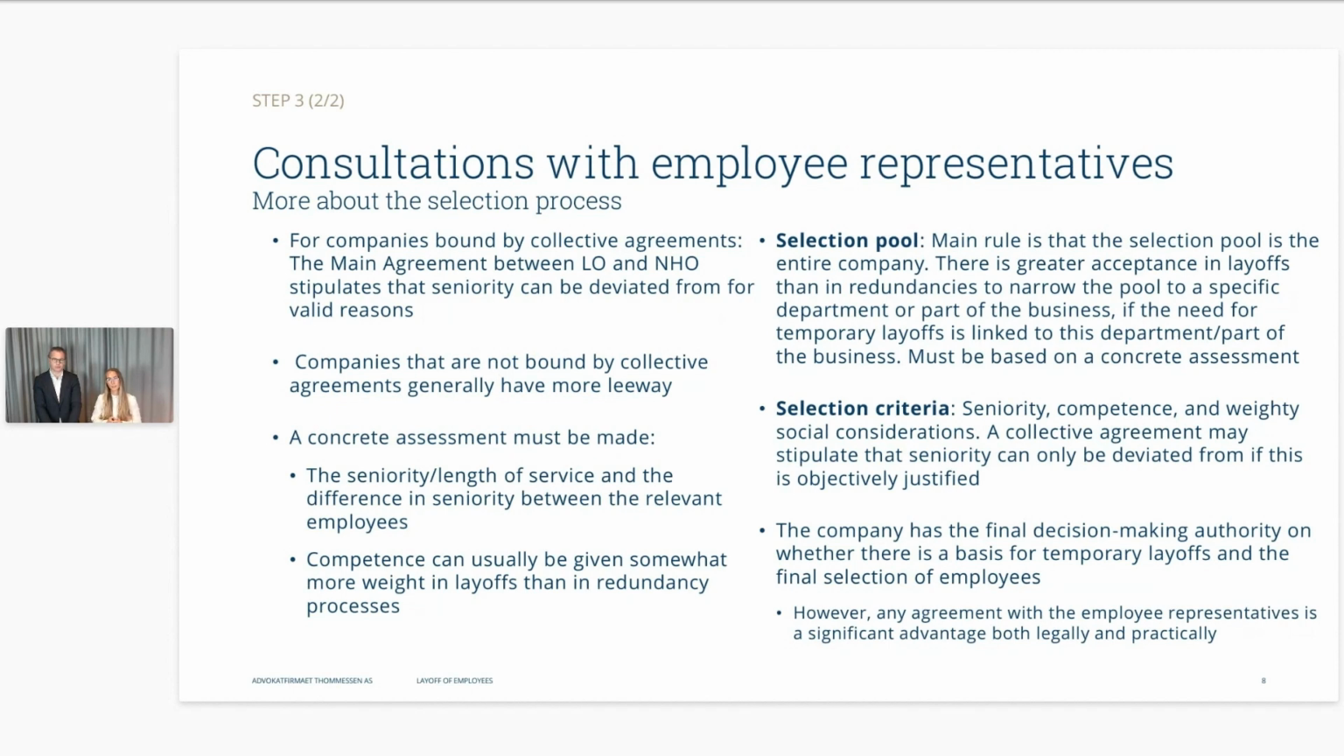Companies bound by collective bargaining agreements normally have a provision in the collective bargaining agreement stating that seniority can only be deviated from if there are reasonable grounds for it. In principle, seniority has an impact on both the choice of the selection pool and the weighting of the selection criteria. Companies that are not bound by collective bargaining agreements are normally more free to determine the selection criteria, but seniority should in any event be taken into consideration.